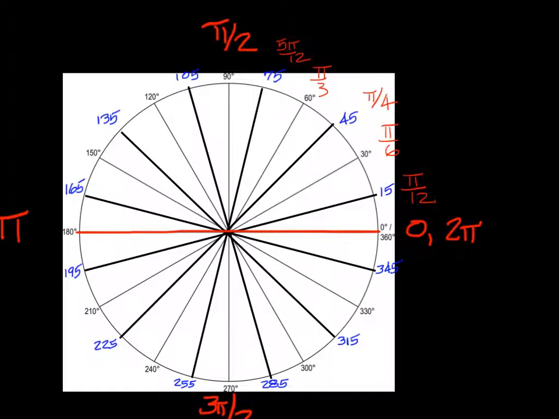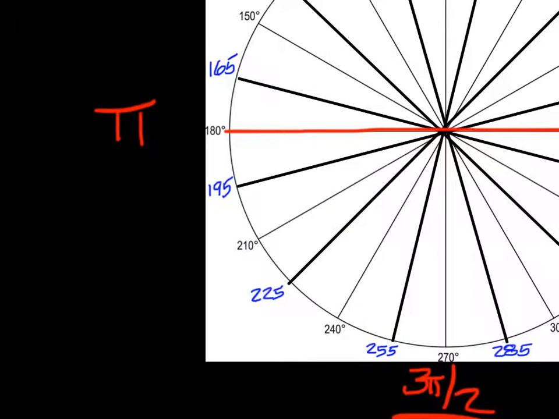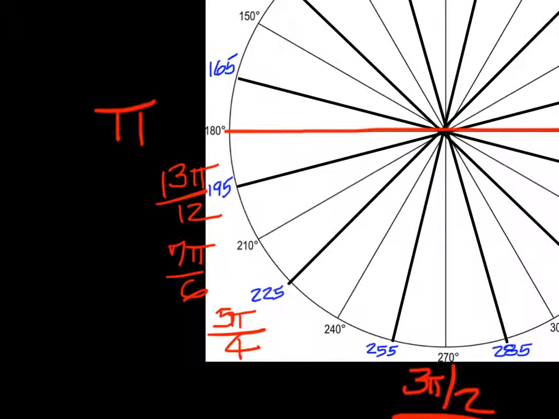Any quadrant in here, you should be able to go over by another pi over 12 as you go along. Even if you have to start over here and do 13 pi over 12, because pi is 12 over 12 pi. The next one would be 14 pi over 12, which is 7 pi over 6. The next one is 15 pi over 12, which is 5 pi over 4. And so on.